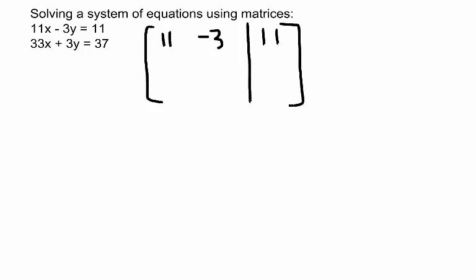We'll do the same for the second equation. 33, 3, and 37, which represents 33x plus 3y equals 37.